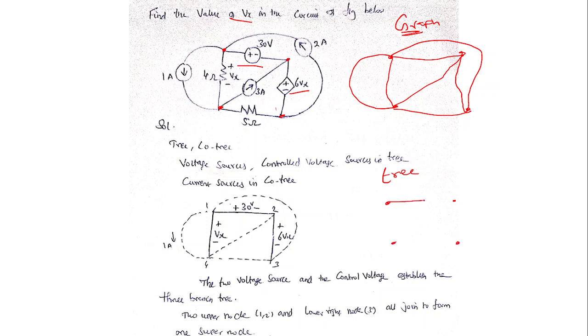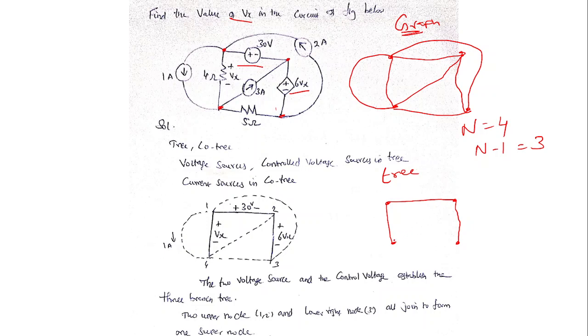So we have a voltage source here, so I am connecting it, and we have a control voltage source, I am connecting this, and we have current sources. All the current sources should be in the co-tree, so I will not draw them in the tree. I can use either the 5 ohm or the 4 ohm, so I am going to take this 4 ohm to complete the tree. The total number of nodes here is 4, and the number of twigs, which are the branches of a tree, is n minus 1, which is 3. So I have 3 twigs.